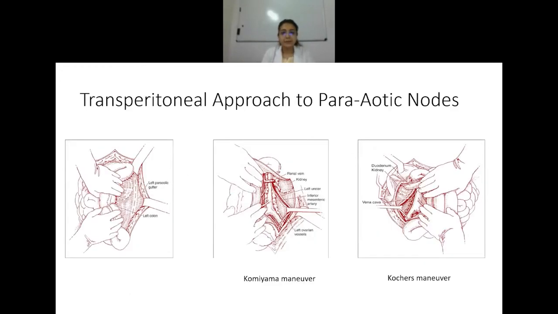These are the approaches for the transperitoneal approach to the para-aortic group of lymph nodes. The Cattell-Braasch maneuver is done to address the suprarenal para-aortic lymph nodes. And Kocher's maneuver is where we mobilize the second part of the duodenum to gain access to the IVC and the right side of the caval group of lymph nodes.